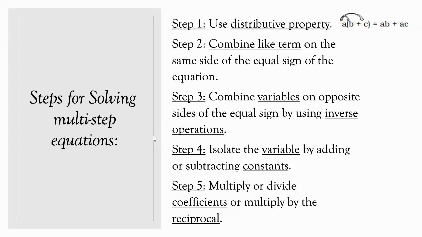Step 3 says combine variables on the opposite side of the equal sign by using inverse operations. Step 4 says isolate the variable by adding or subtracting the constants. And then finally, step 5 says multiply or divide by the coefficient or multiply by the reciprocal.